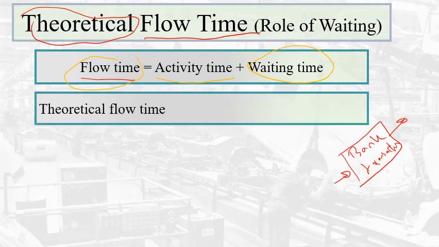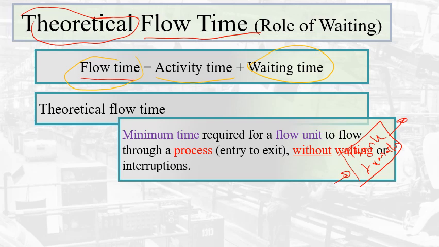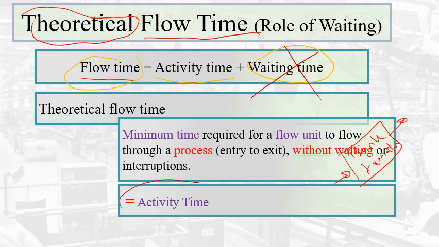Now, the theoretical flow time is the one without the waiting. So if we were to take flow time and take out waiting, that would be the theoretical flow time. And that would be exactly equal to activity time. So the theoretical flow time is exactly equal to activity time, or the time of the process without any waiting or interruption.